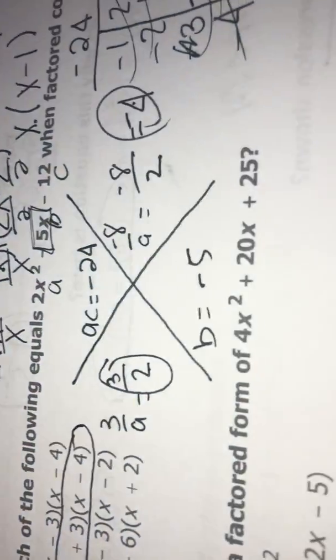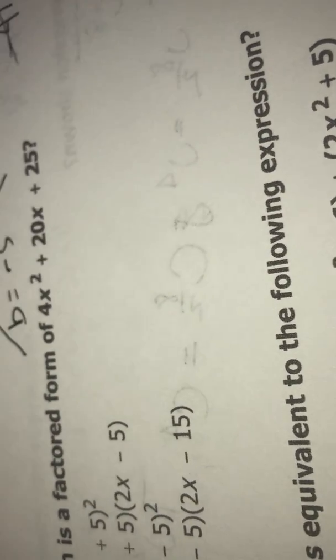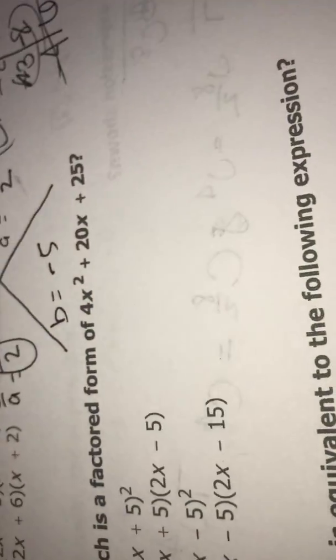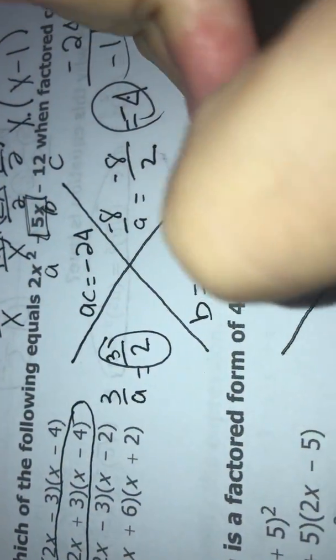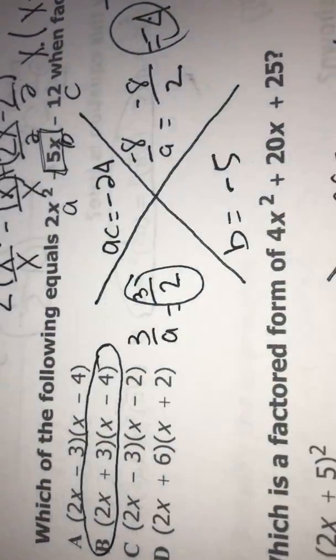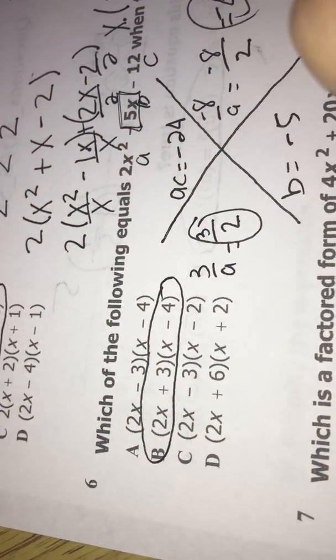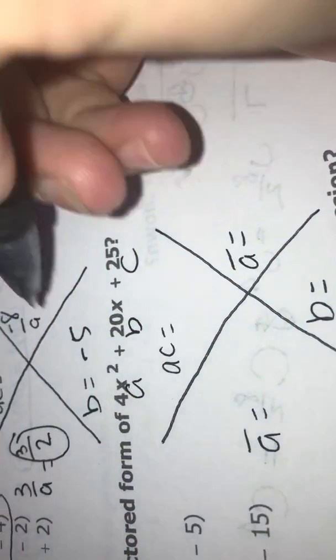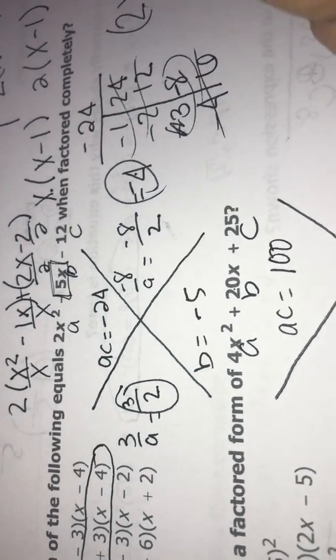B. Okay, so for number 7, this one is going to be solved by using x as well. Okay, so AC over A for A, B. Okay, so it's A, B, C. And 25 times 4 is 100, and B is 20.